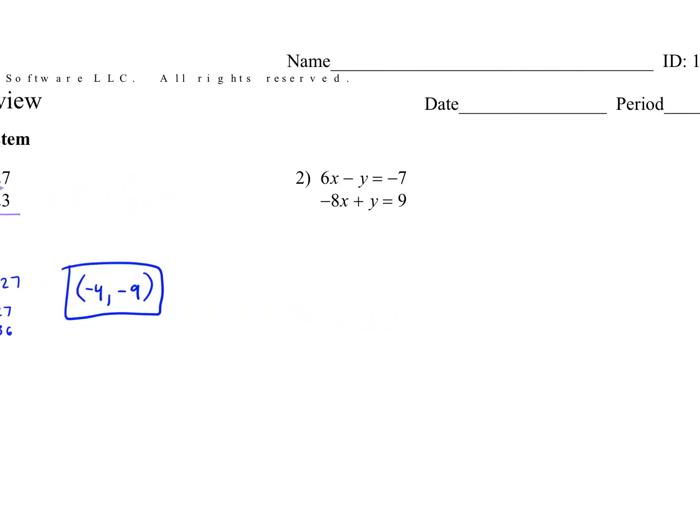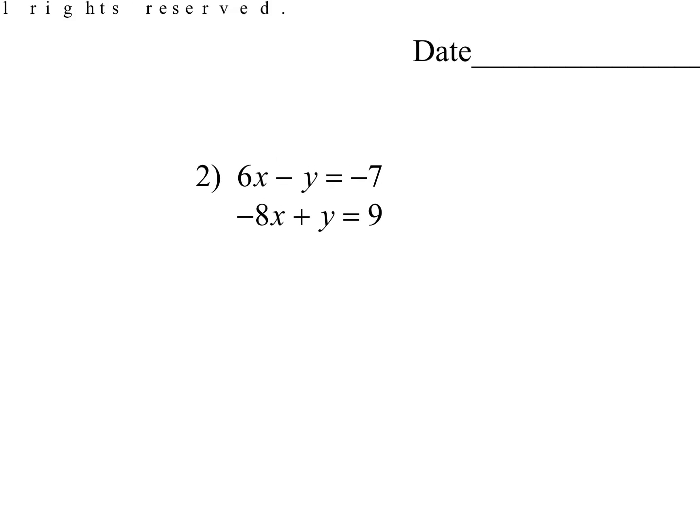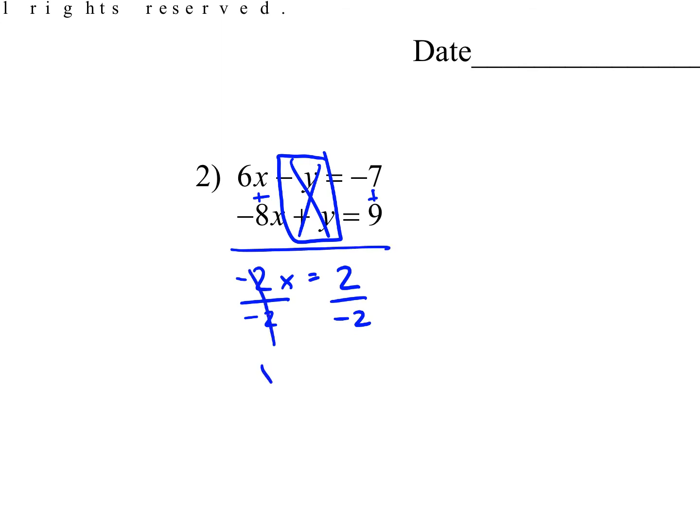All right, let's look at number 2. Should we solve with substitution or elimination? Elimination. Which variable is going to cancel out? The y's cancel. All right, so let me add them together. So it's 6x minus 8x. Negative 2x. And negative 7 plus 9 is 2. Then what should I do? Divide both sides by negative 2. So x is equal to? Negative 1. How do I find y?